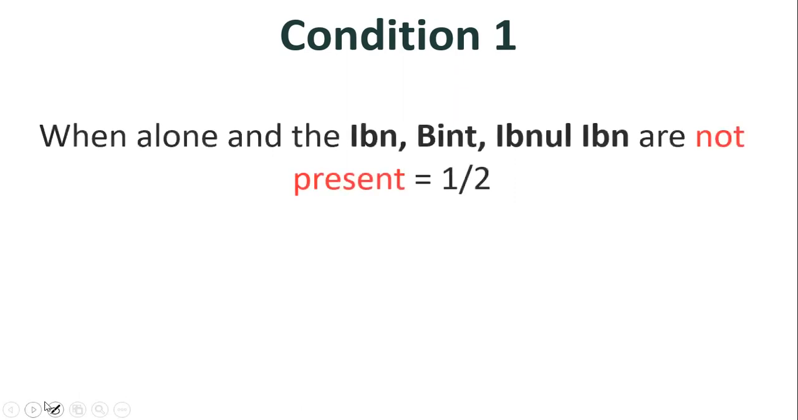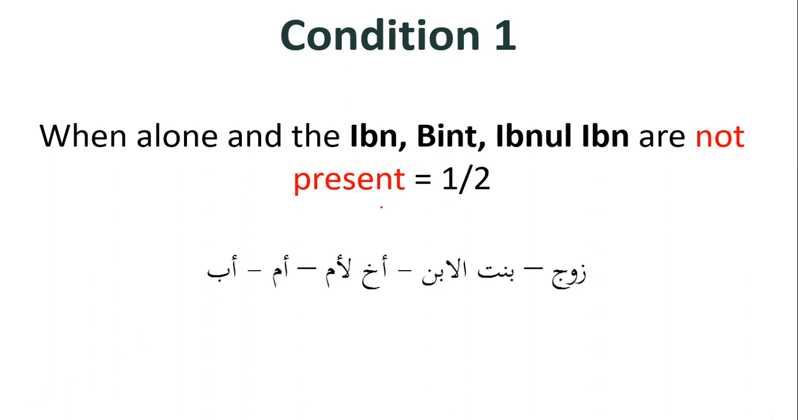So let's start with our examples, inshallah. Condition number 1. When alone and the Ibn, Bint, Ibnul Ibn are not present, the Bintul Ibn will receive half of the inheritance. So in this question, first of all, let's do the الفروض that we've gone over so far. So we know that the Zawj will get a quarter, the Akhli Ummin will be Mahjub, and the Ab, because of Bintul Ibn, will receive 1/6 plus Asaba.